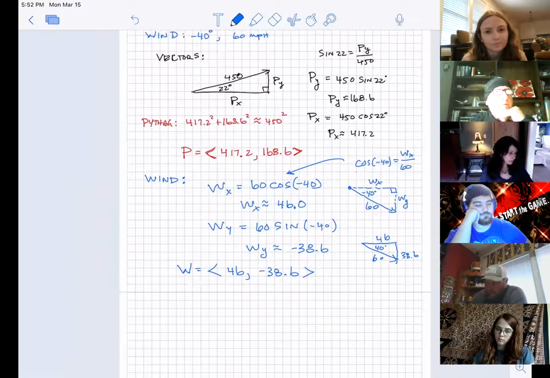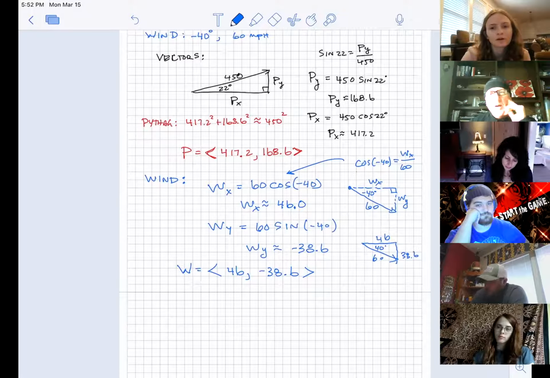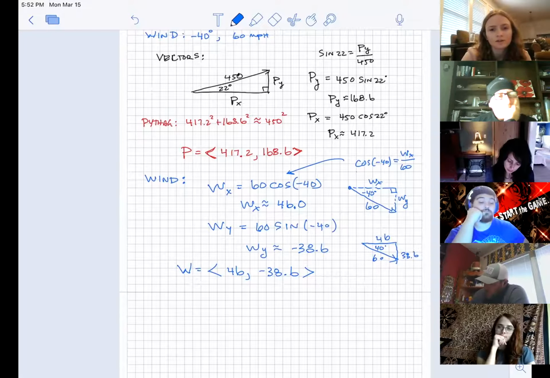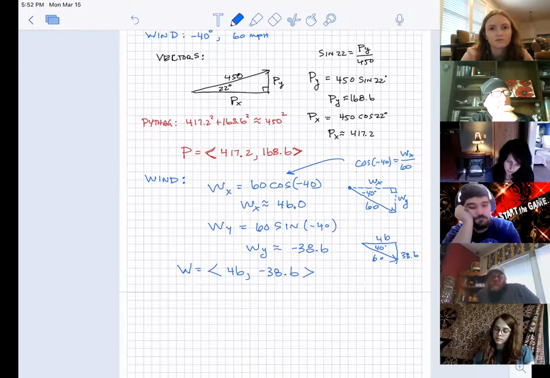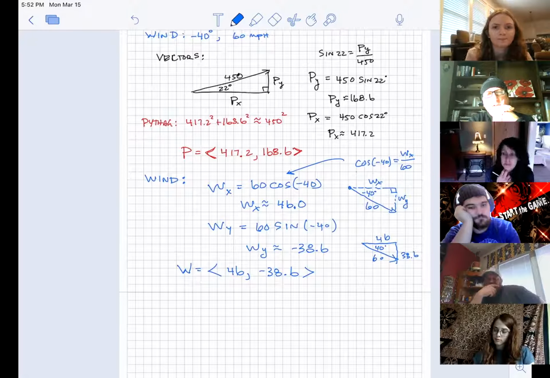Now, how are you tracking with that? Are you like, yeah, I got it? I don't really understand why we would write it kind of like coordinates rather than just writing the angle that the wind is going at. Yeah, in other words, what good is all this? Why would I do all of this? Well, now I'm about to show you.